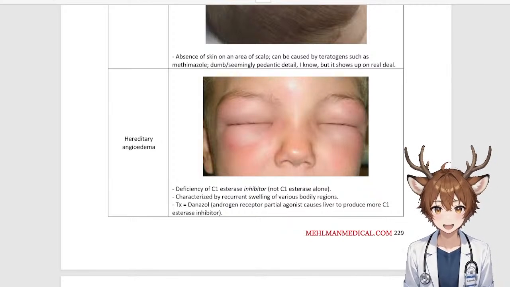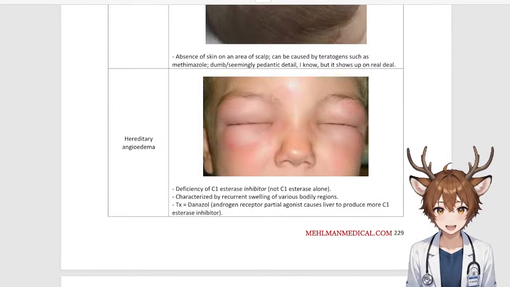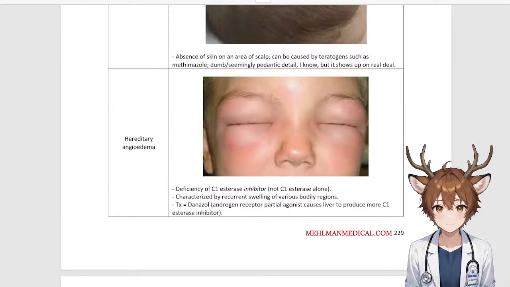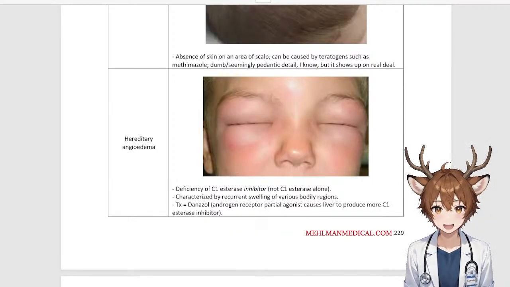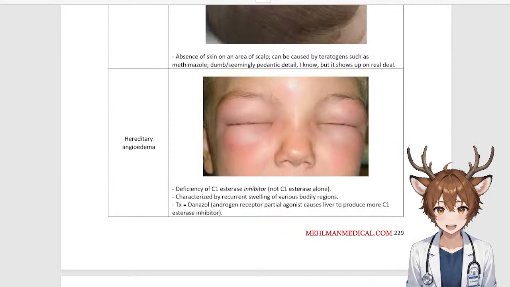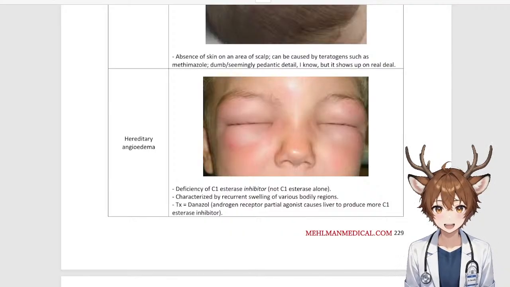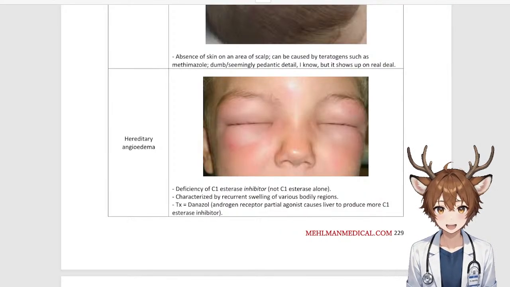Hereditary angioedema. Deficiency of C1 esterase inhibitor, not C1 esterase alone. Characterized by recurrent swelling of various bodily regions. Treatment would be danazol. Androgen receptor partial agonist causes liver to produce more C1 esterase inhibitor.